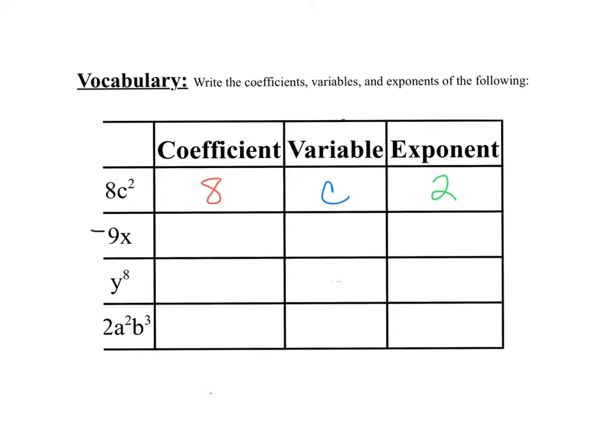So the next 3 terms are -9x, y raised to the 8th power, and 2a squared b cubed. So what I want you to do is make this little chart and fill it out. And I'll fill it out also, but you do it and then check. All right? Pause the video and fill it out, and then come back to check your answers.